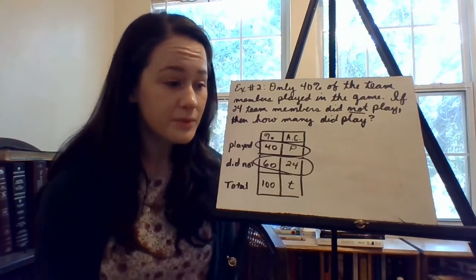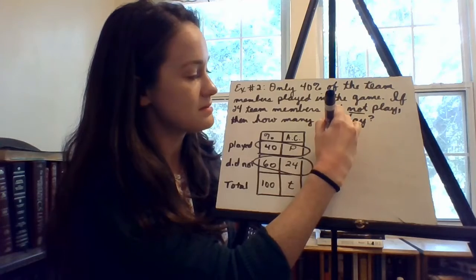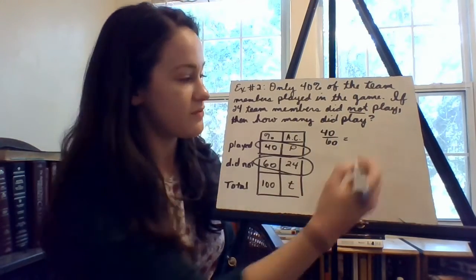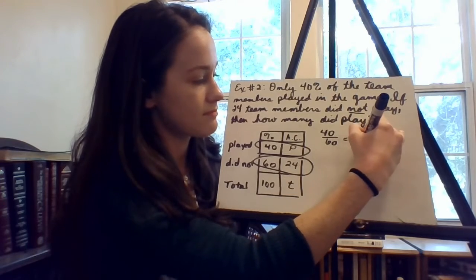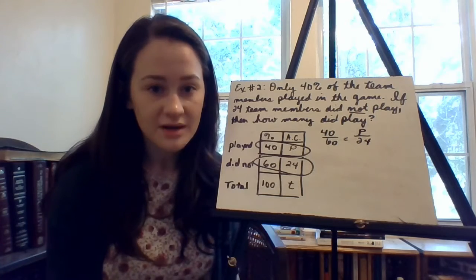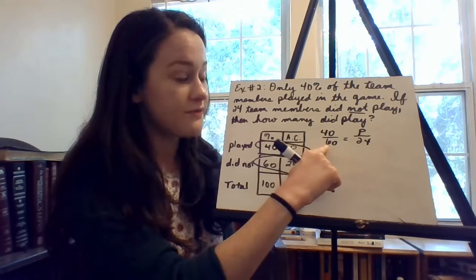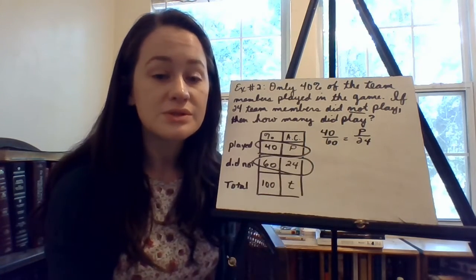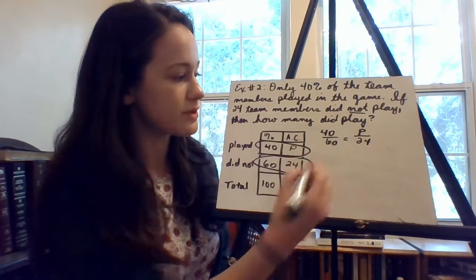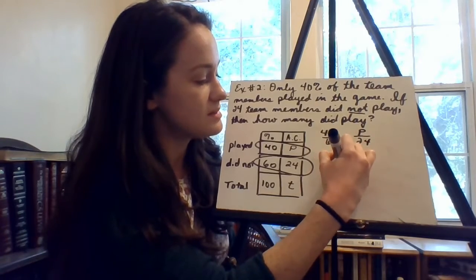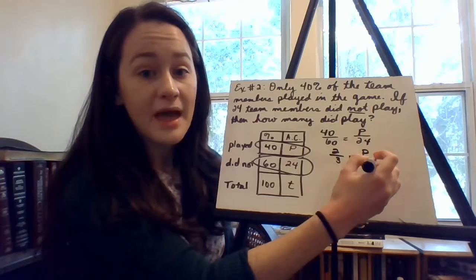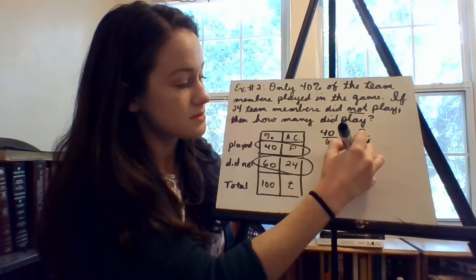From there, we set up our proportion. 40 over 60 equals P over 24. Just like we did last time, it'll make our lives a little bit easier if we reduce first. So 40 over 60 can be reduced to 4 over 6, and 4/6 can be reduced to 2/3. So we change our proportion to 2/3 equals P over 24, and then we solve with cross products.